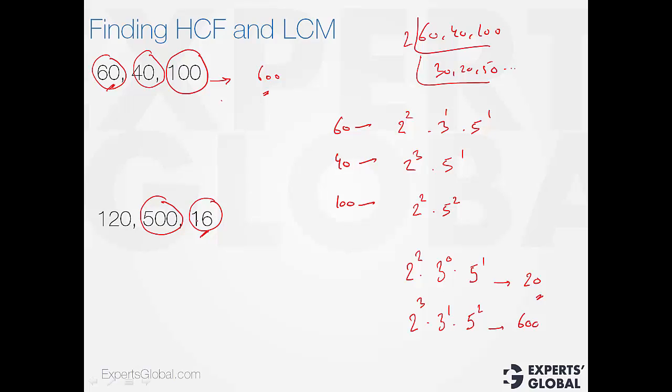2000. So now 120, what new does it have? That 2000 doesn't, it has a 3 in it. So now the LCM is going to be 2000 into 3, 6000.